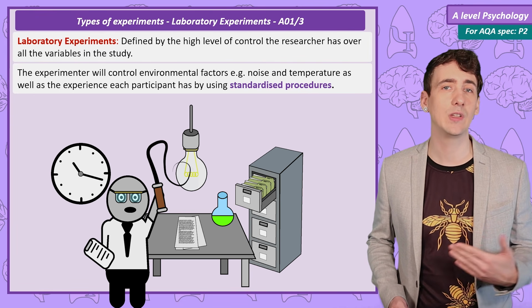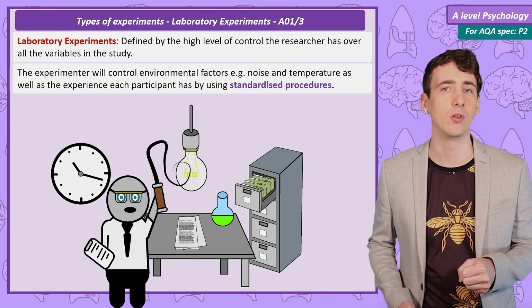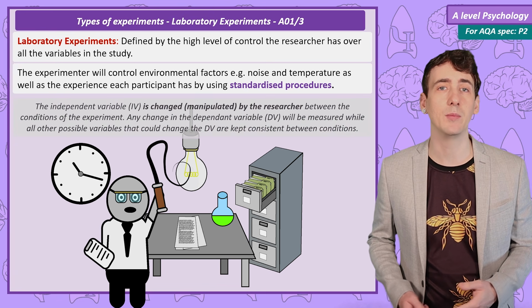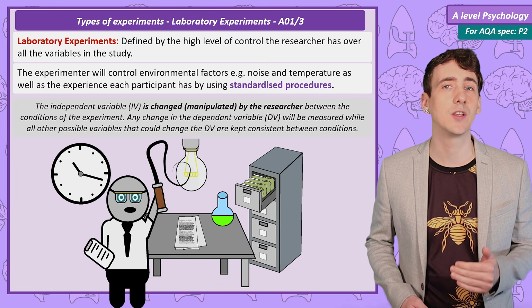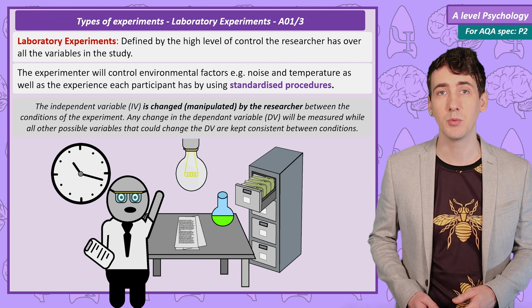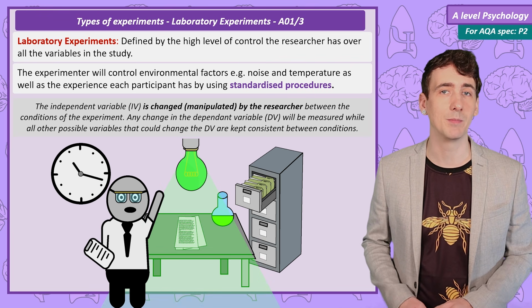Environmental factors like noise, temperature, and even the instructions given to the participants are all highly controlled, and they don't vary between conditions. We call these factors variables. In a lab experiment, the experimenter tries to make sure only one factor of the experiment, called an independent variable, changes between the conditions. All other variables are kept the same.